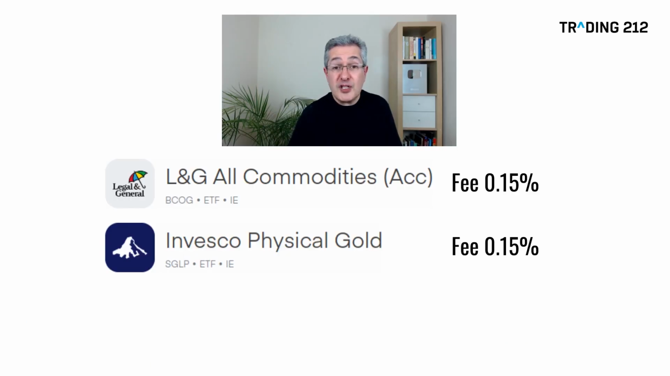Here are two cheap commodity funds available on Trading 212. BCOG gives you exposure to a broad range of commodities, whereas SGLP is a gold fund that would sit in your portfolio as a hedge against equity market falls. Just remember that over the long term, commodities usually underperform stocks.